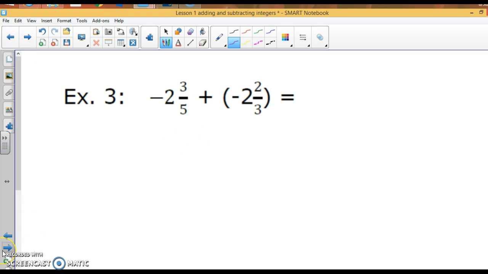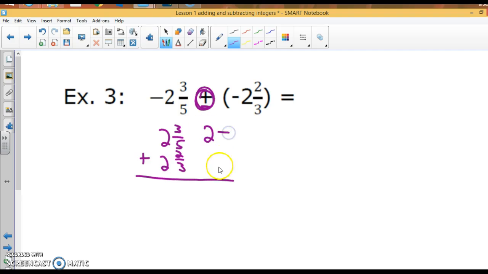Let's take a look at this one. Negative 2 and 3/5 plus negative 2 and 2/3. I am adding. Since I'm adding, the signs are the same, so I add and keep the sign. So I'm going to do 2 and 3/5 plus 2 and 2/3. I'm adding because the signs are the same. Well, to add these, I need to find a common denominator.